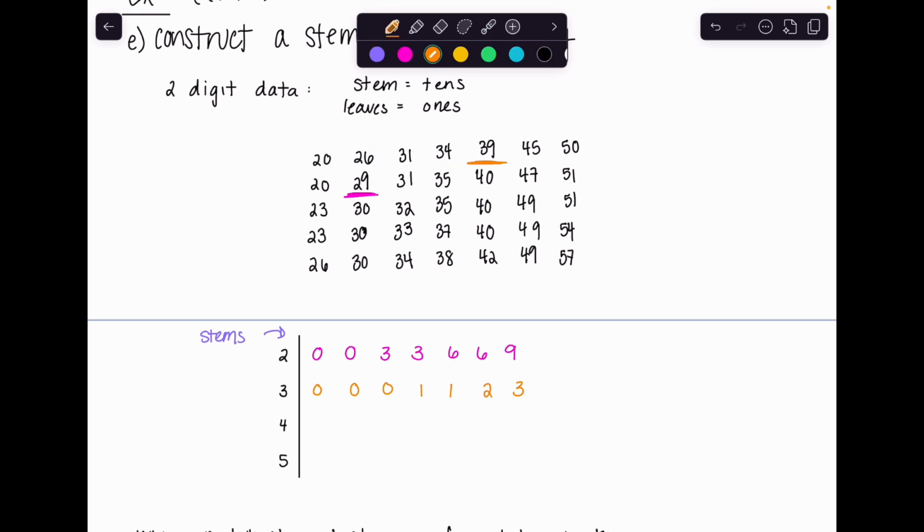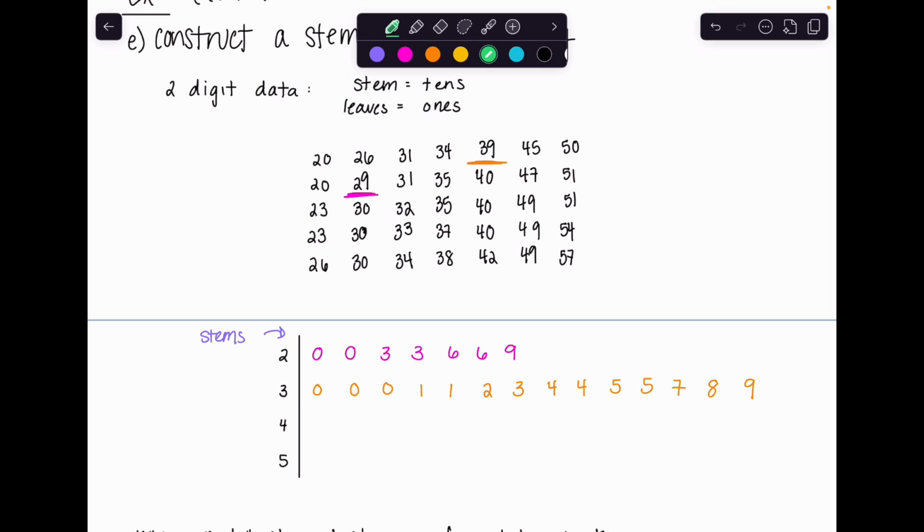2 34s. So 2 4s after that. 2 35s. So 2 5s. No 36. Next up is a single 37, a single 38, and then my last 3 ends with a 9. So again, you'd read this as there's a 30, 30, 30, 31, 31, 32, 33, and that gives you all of the data values.